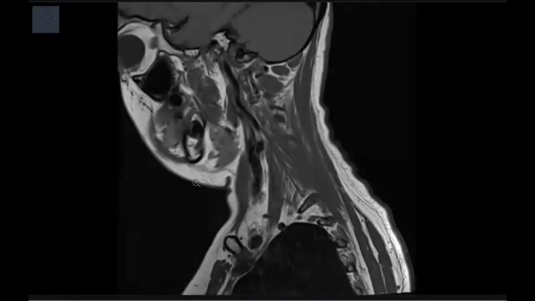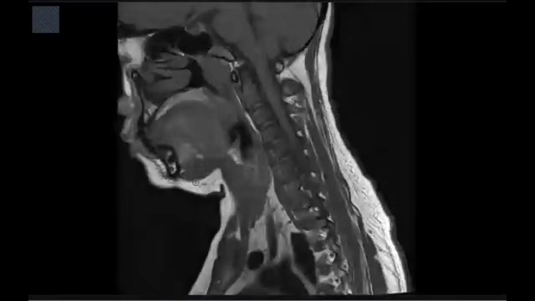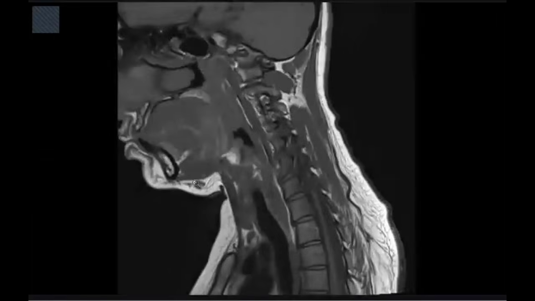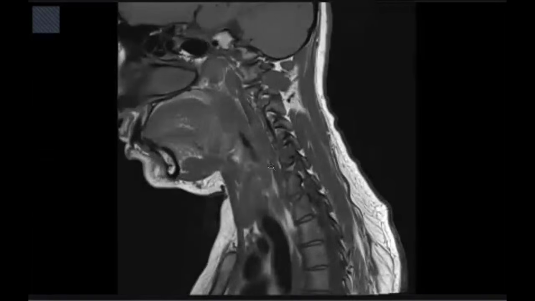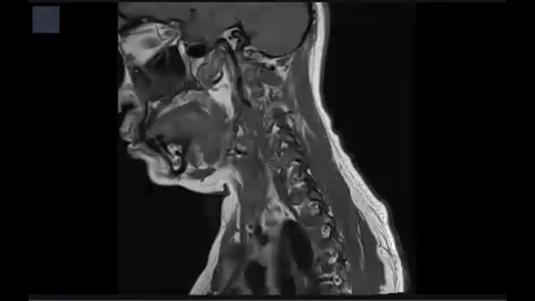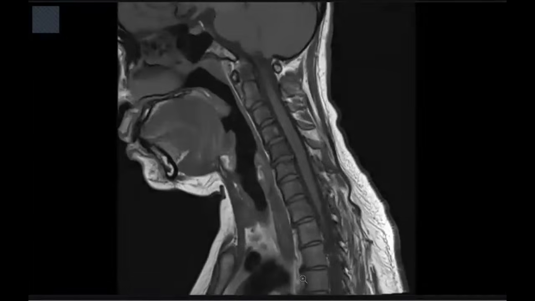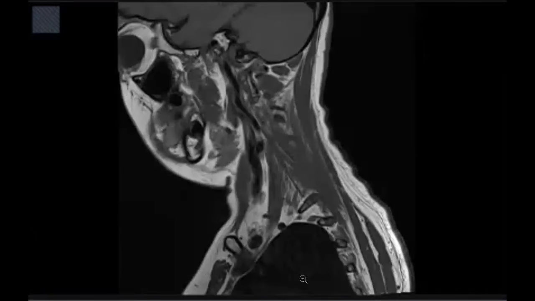Do you remember the history? Yeah, neck pain, middle age, back pain. Okay. There is subtle anterolisthesis, I think, of one of the vertebra in the upper thoracic and lower cervical spine over here.